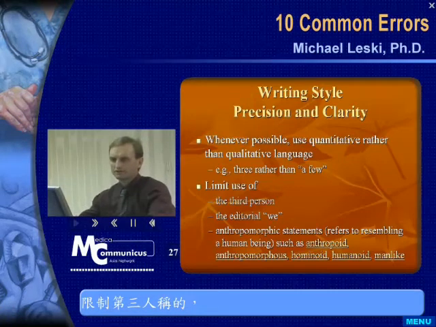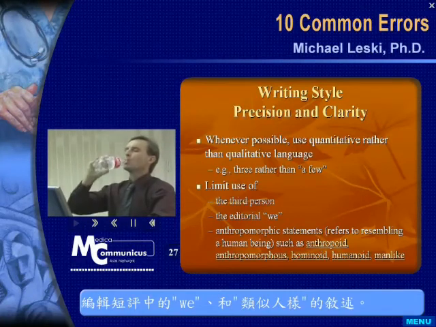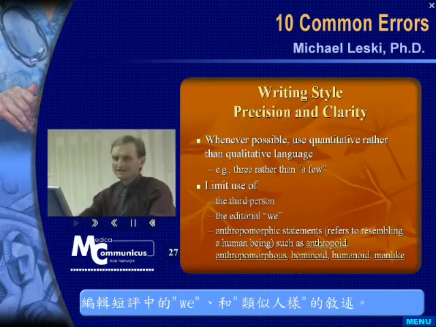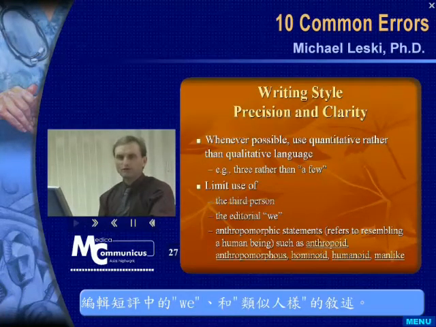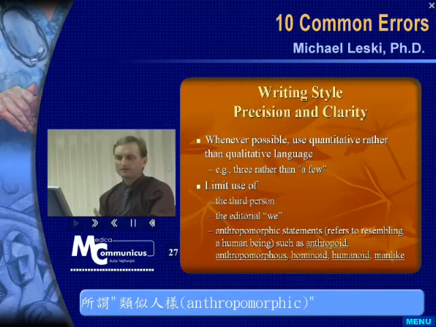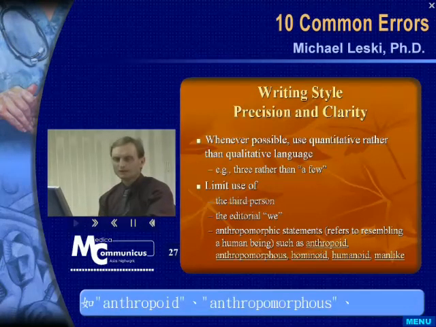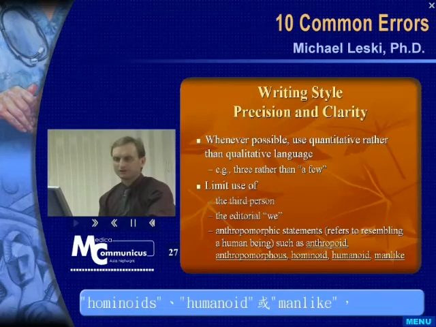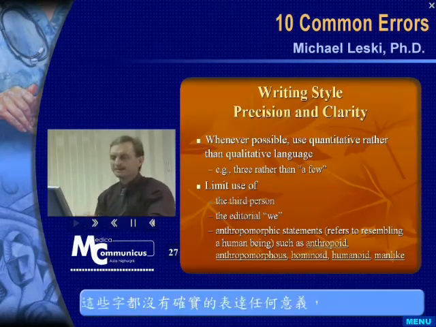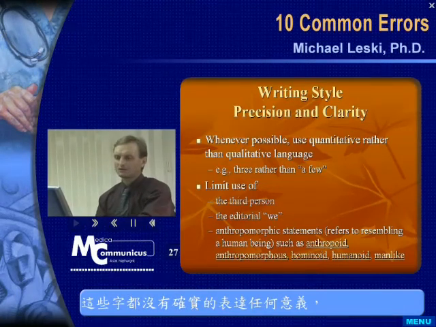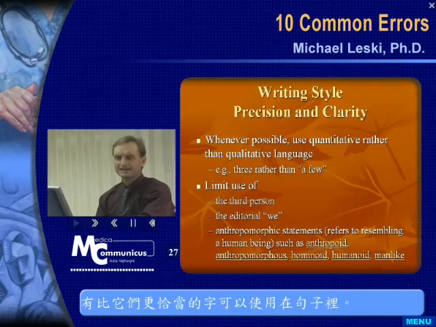Limit use of the third person. The editorial we. Anthropomorphic statements, which anthropomorphic means refers to or resembling a human being. So anthropoid, anthropomorphous, hominoid, or humanoid, or man-like. These are words that really don't say anything confidently, and there are better ways to state things in our sentence.